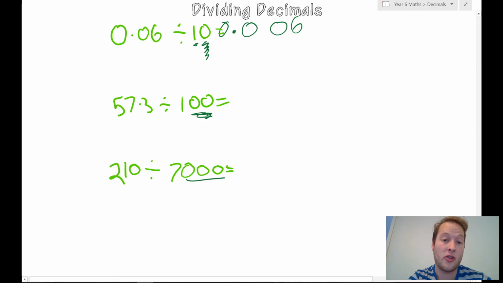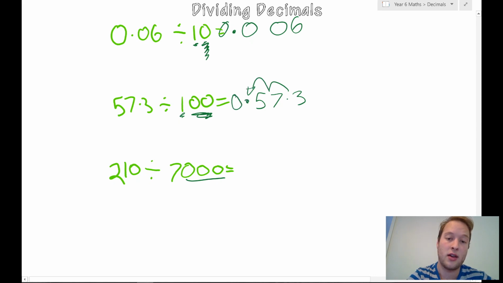For divide by 100, it just means I need to move it twice. I'm going to divide by 1. So I've got 57.3. So 57.3 divided by 1. And now I've got the 2 zeros. So I'm going to bring the decimal over twice. So my decimal is now here. So my answer is now 0.573.